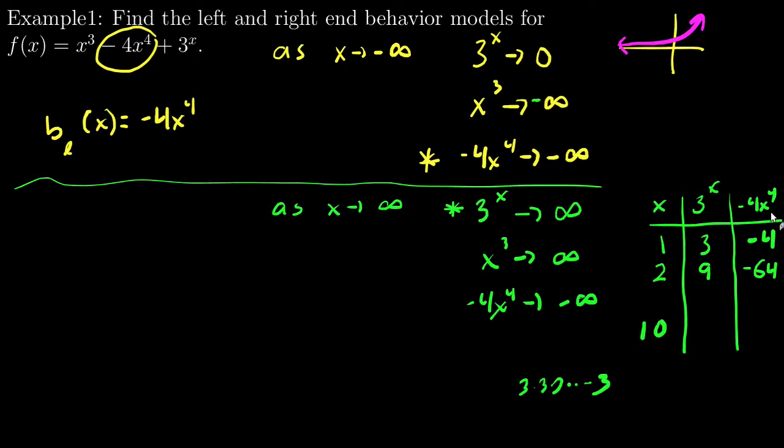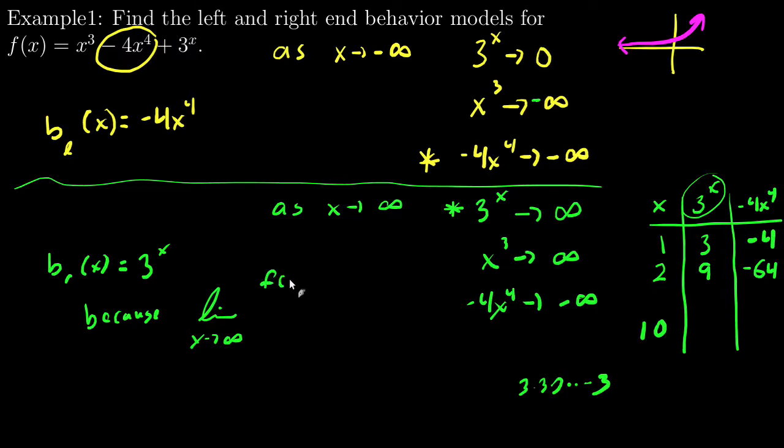That's not too big. So eventually this will take over, and that means that the right end behavior model is going to be 3 to the x. And actually, let me write this in there. This is because the limit as x approaches infinity of f of x over 3 to the x equals 1. I can see that graphically.